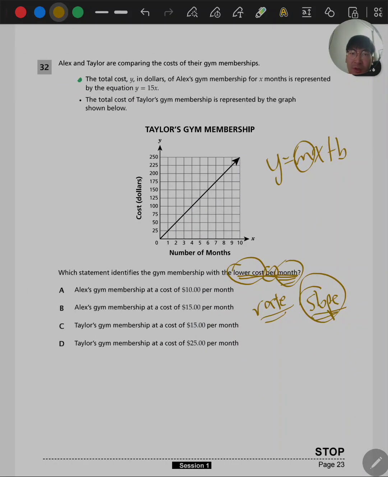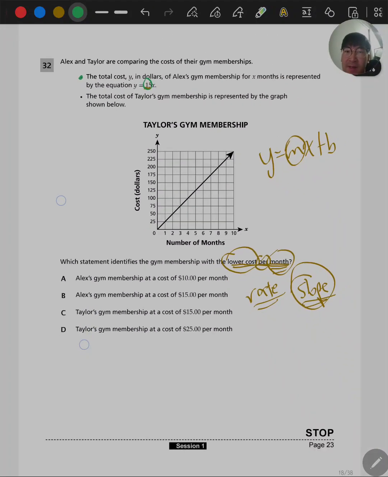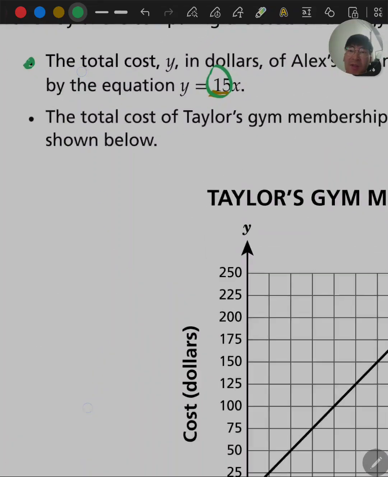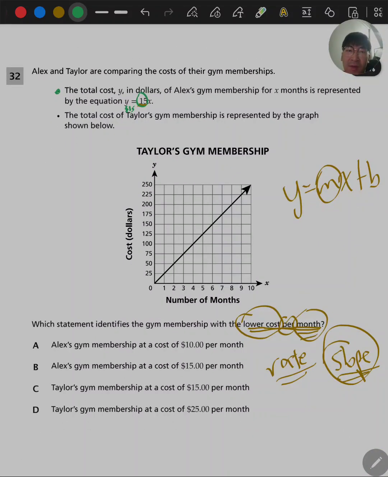Fancy way of saying that, coefficient of the x term. So here, it looks like this 15 is the slope for Alex, and that just means that for him, this 15 is the cost per month. His cost per month is $15. So every time he uses the gym for a month, that's going to be $15, okay?